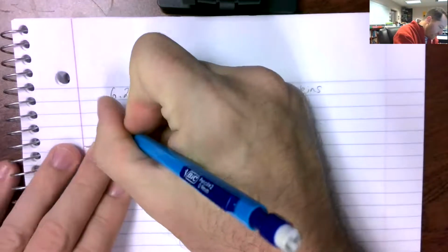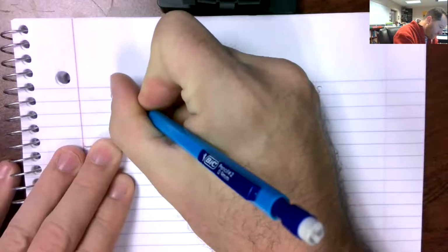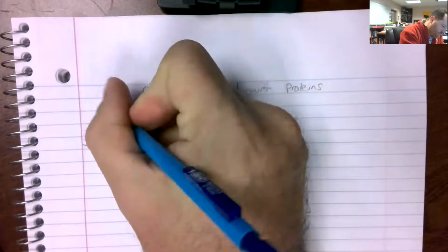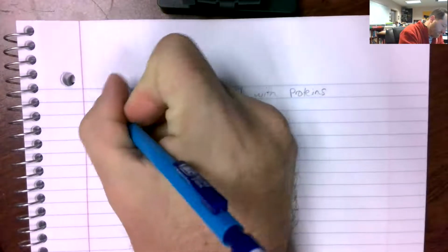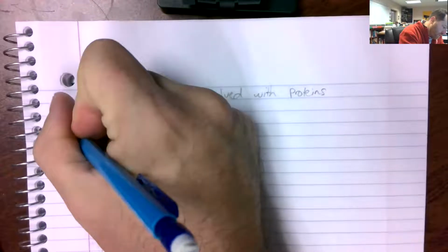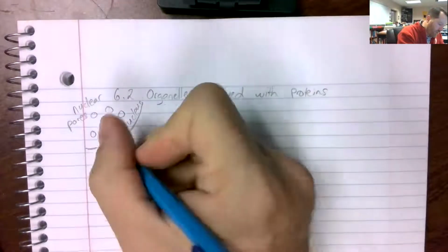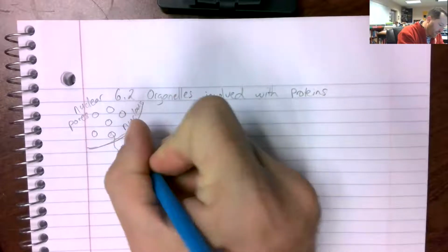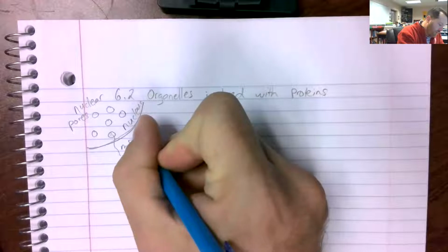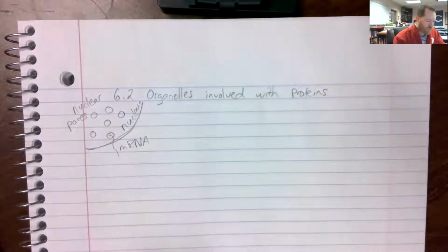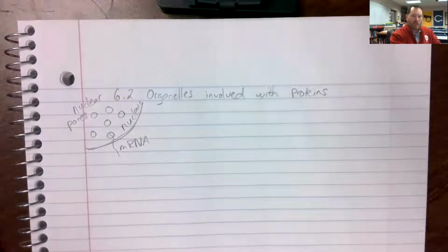We'll start off with hopefully what's a familiar image to you guys. This is going to be the nucleus. These are nuclear pores, these holes, and we're going to have a piece of mRNA coming out of the nucleus. So there's our mRNA coming out of the nucleus.